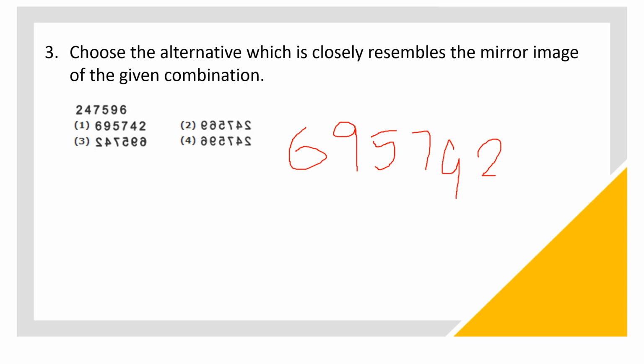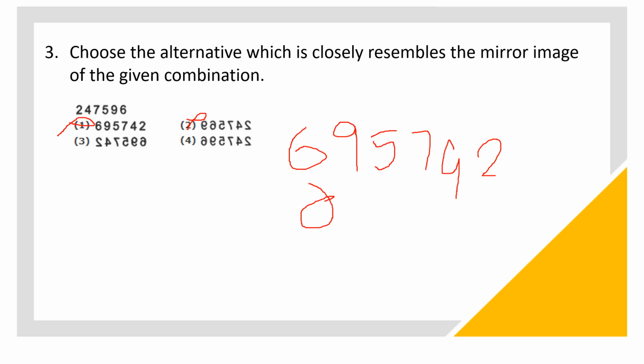For 6, what is the mirror image? See, first observe the first option. For 6, the original image is there, so this is not a correct option. Now observe for 6. What is the mirror image of 6? Like this you will get. So in option 2, this is not correct.